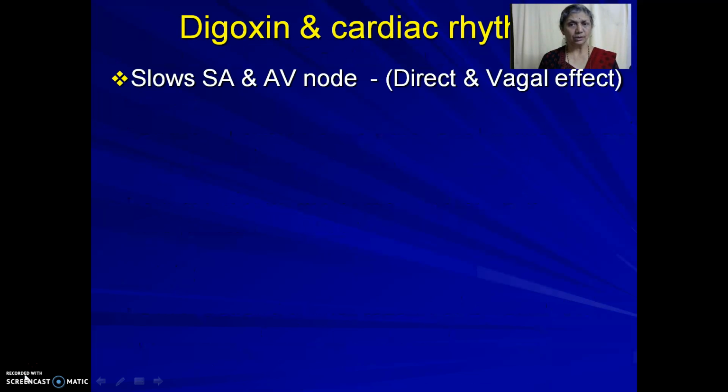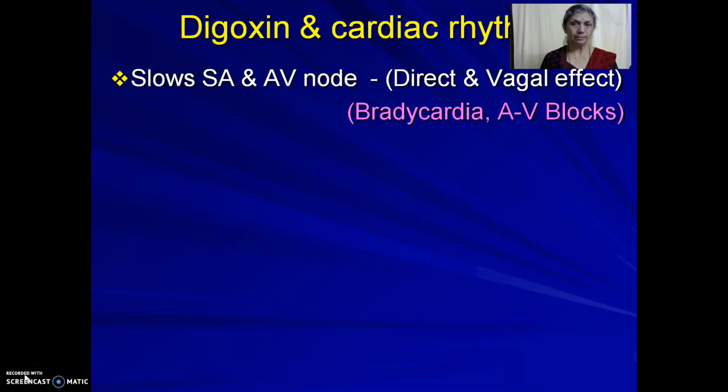We've already seen that digoxin is a selective positive inotropic agent. That is, it increases the force of contraction without increasing the heart rate. In fact, we said that digoxin reduces the heart rate. How does it do so? By inhibiting the SA node through direct action as well as through vagal stimulation. And therefore, digoxin can produce bradycardias. Digoxin is also capable of inhibiting or slowing down the AV conduction. And this can result in heart blocks or worsen the existing heart blocks.